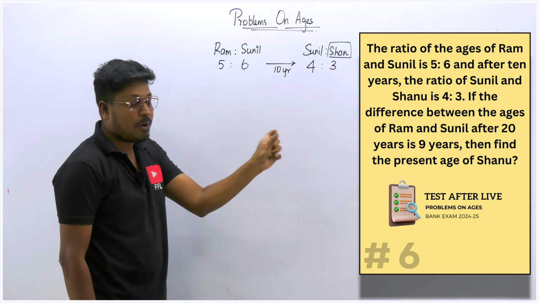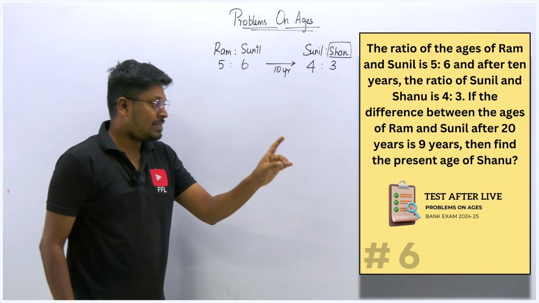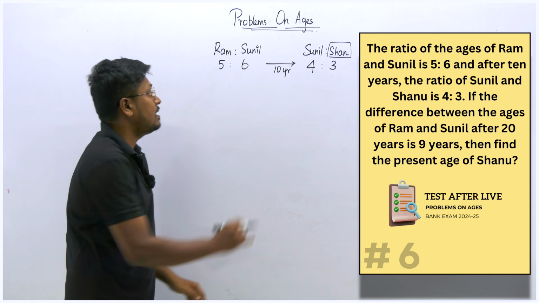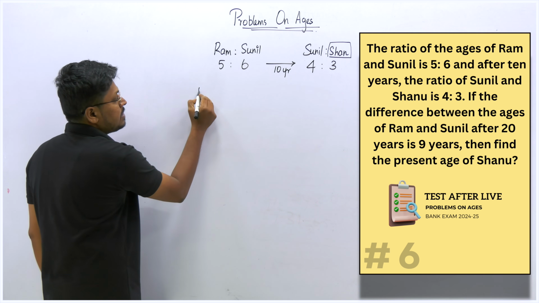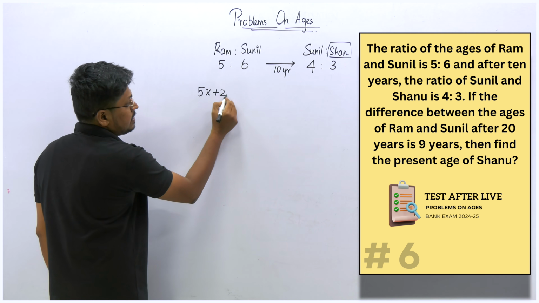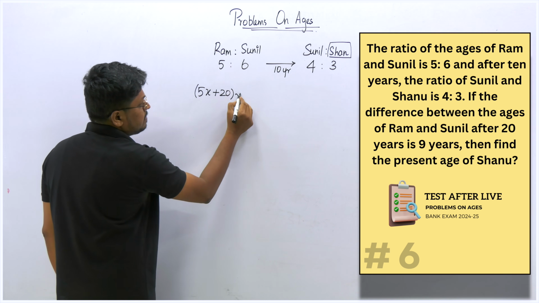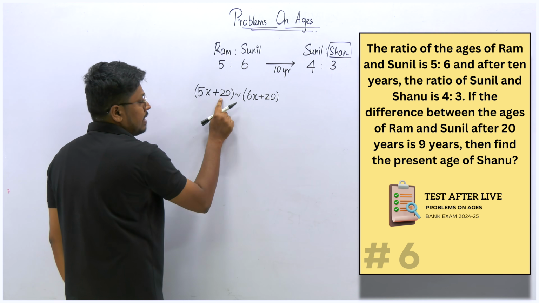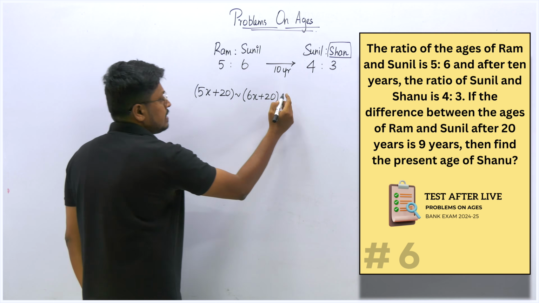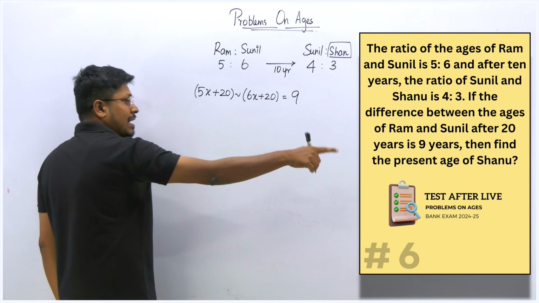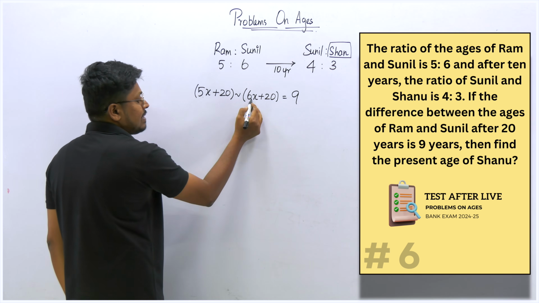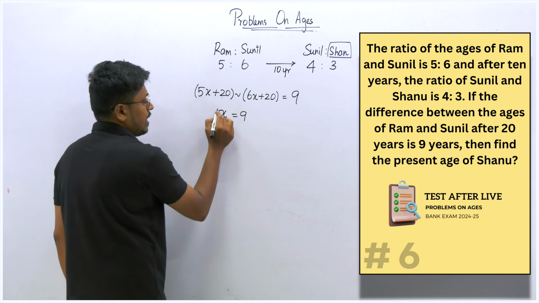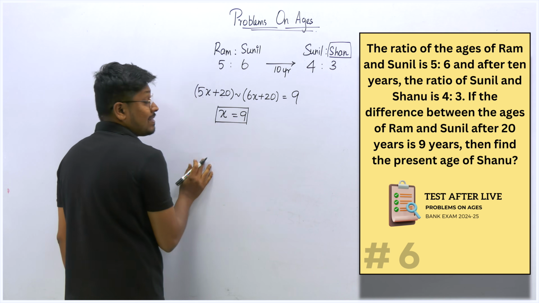Now just listen carefully. They have given one important clue in the question, the difference. The difference between the ages of Ram and Sunil after 20 years. Ram is 5x plus 20, and Sunil is 6x plus 20. After 20 years, the difference is 9. They have given this clue directly. So 6x minus 5x, the difference will be x, the 20s cancel out, so x is equal to 9. Finally we got the value of x as 9.